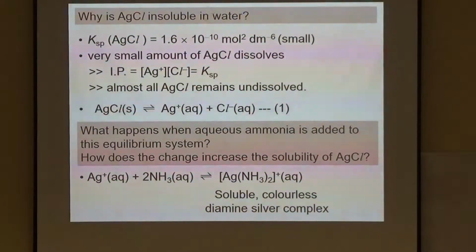Do you need to know this equation? The safe answer is yes. Okay, so this is soluble, this is colorless, and the name is diamminesilver complex. The name is less important than the formula. So if you are unable to remember the name, but you can write the formula down, it's fine.